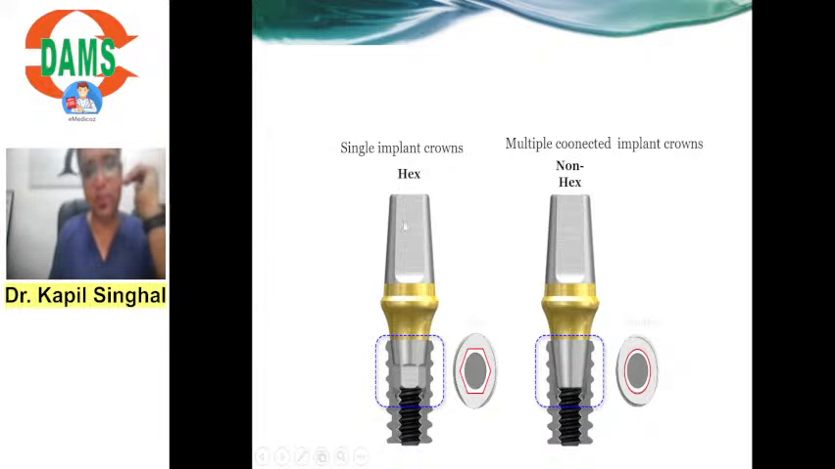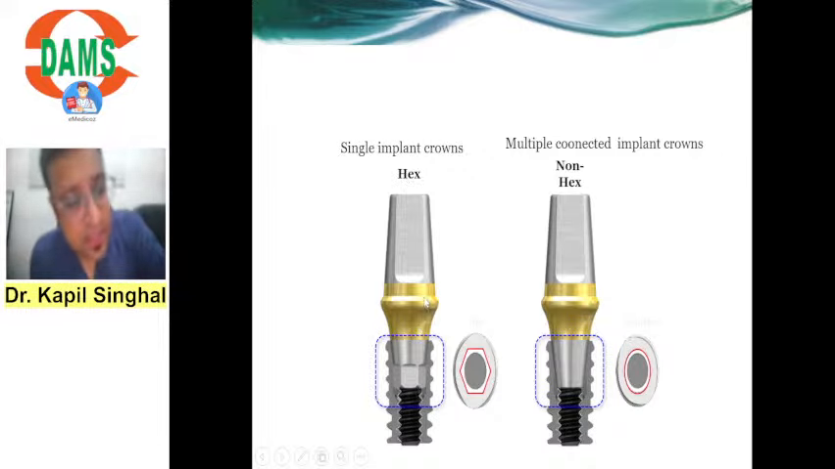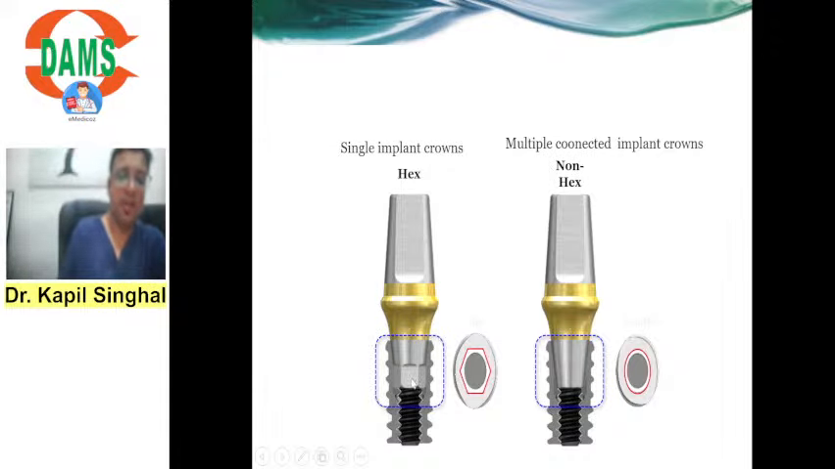Suppose आपका 3-6 में एक tooth missing है, आपने वहां एक implant डाला, उस पे एक crown लगाना है, your abutment will always be hex. Suppose your 3-6 and 3-7 both are missing, so you have placed two implants, 3-6 and 3-7, okay, two implants, और उन पे आप joint crowns दे रहे हो, तो आपका abutment हमेशा non-hex होगा. Am I clear? So he may give you this picture और पूछ सकता है इसमें से hex abutment कौन सा है, non-hex कौन सा है.